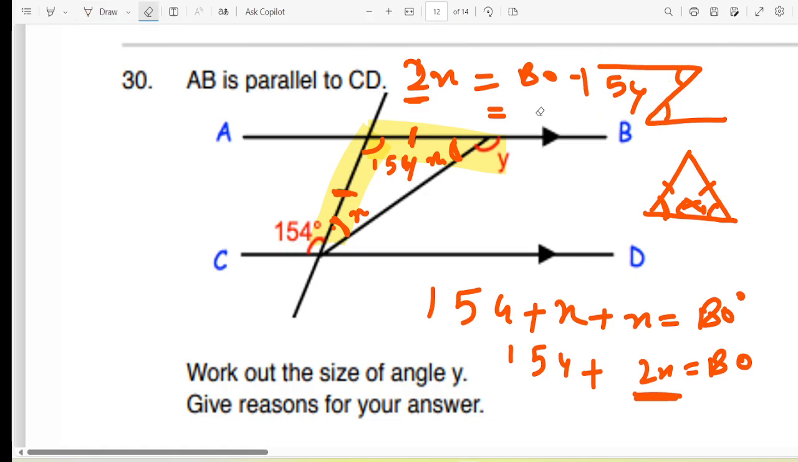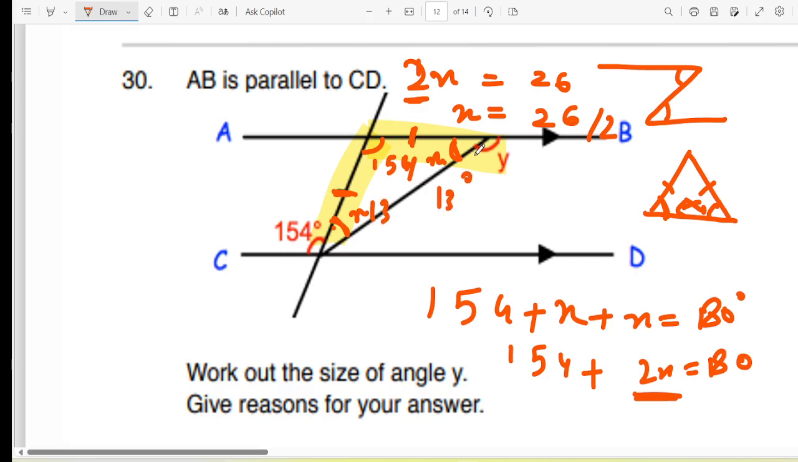180 minus 154, and then I divide it by 2. So let me just do it. If I subtract 154 from 180, I get 26. So in place of this I'm putting 26, and then I divide 26 by 2. That's how I get x, which is 13. So this is 13, this is also 13 degrees.